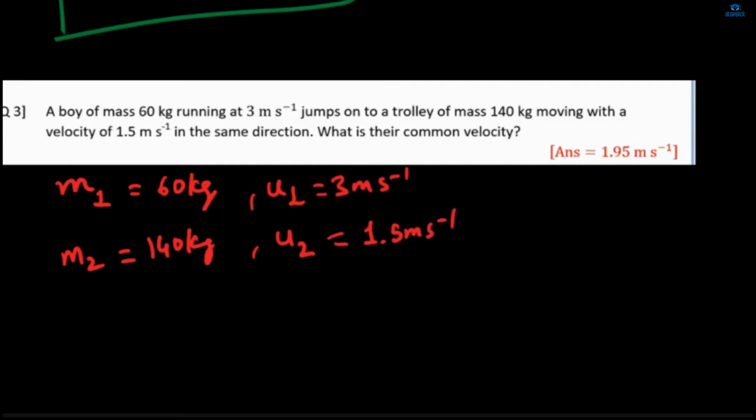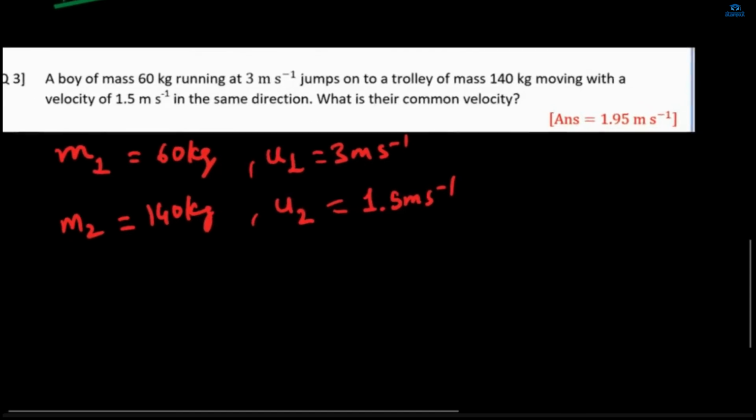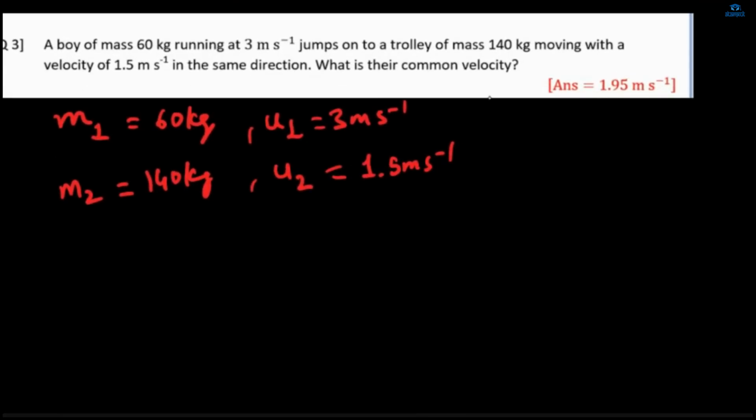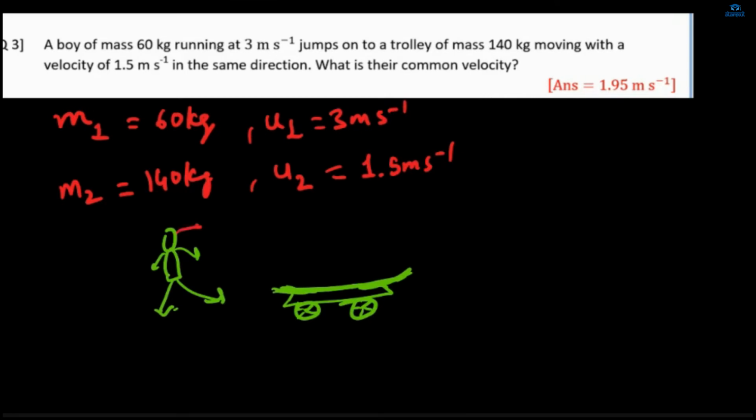Okay, in the same direction, so the direction will be the same. What is the common velocity? See here, the boy is there, right? He is running. Trolley is there, like a cart or something. The boy has mass 60 kg, and the cart, or you say trolley, has mass 140 kg.